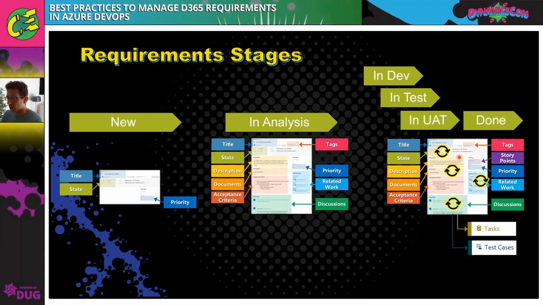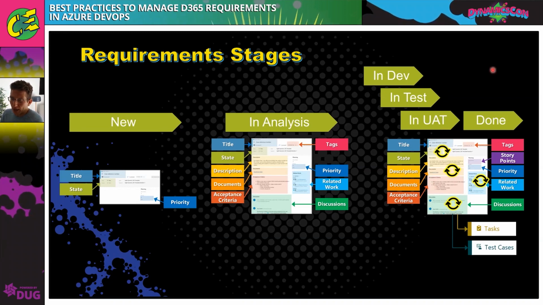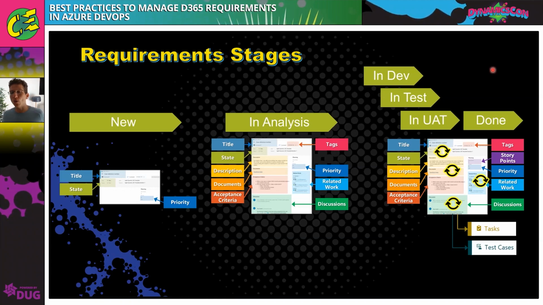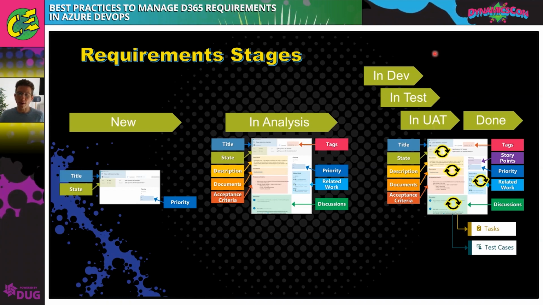We avoid really changing the description and the acceptance criteria once it's in dev or in test. If that happens, we should probably create another user story in that space. It's not really black and white always, but that's definitely one of my recommendations.